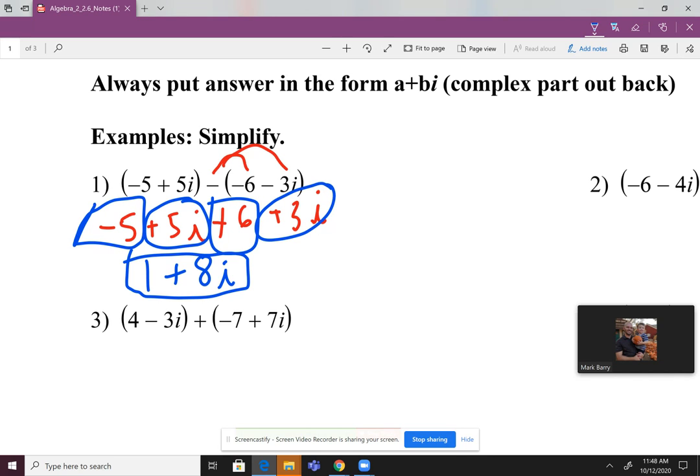What's up, Daniel? So the i is connected to the number that's next to it. I would say yes. And I think of it kind of like, just think of it like you do x's, right? Like 5x plus 3x, that's going to give you 8x, correct? So 5i plus 3i is going to give you 8i.